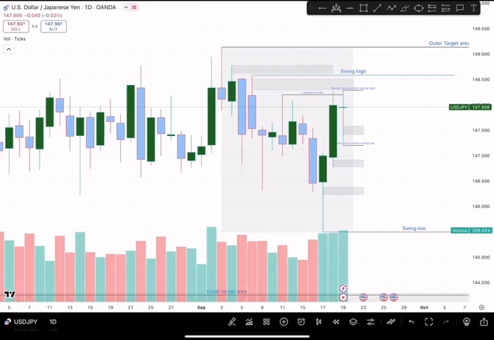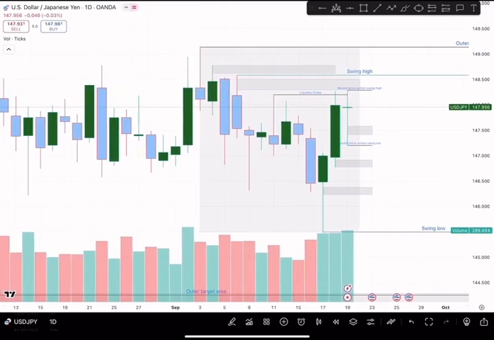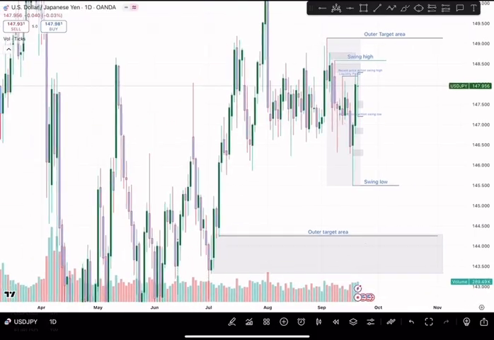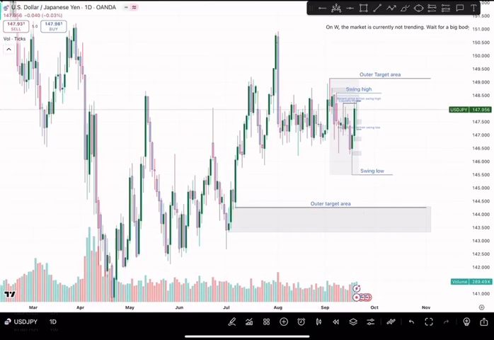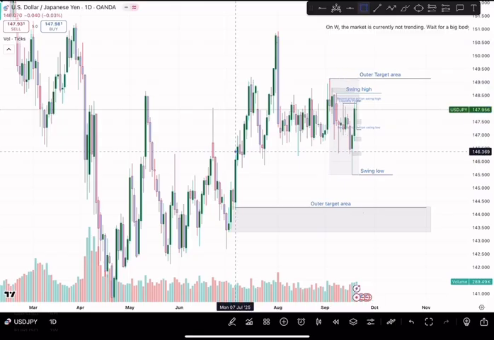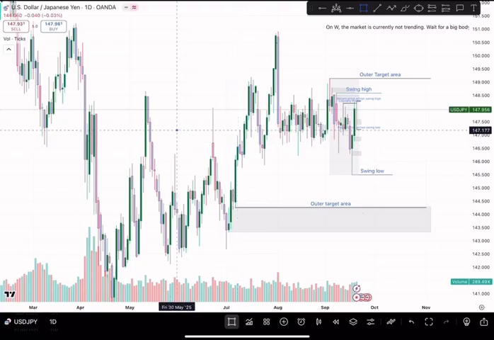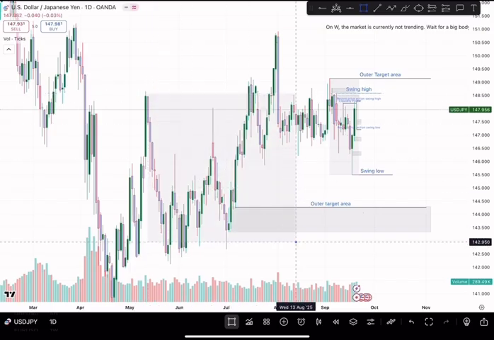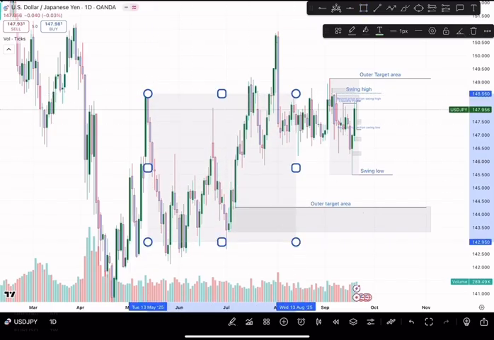All right, so we're on the daily right now. And for the daily, what I would normally do is use up to 4 months to mark the area of interest to read the structure, right? So I use up to 4 months. Here is good enough. Right here, right here, right here.